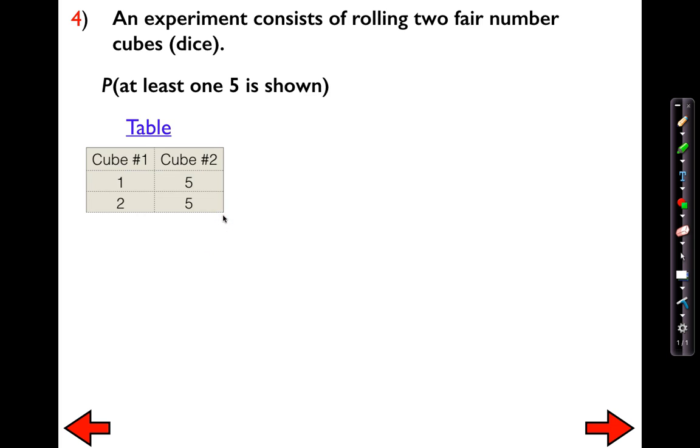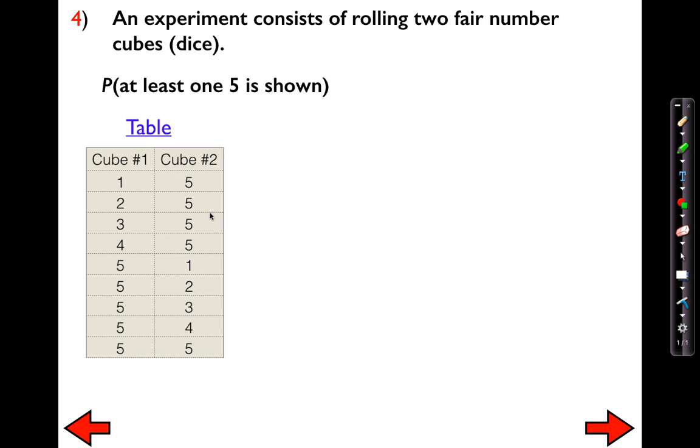Okay, so now the question is, what's the probability that at least one 5 is shown? With a table, I'm going to list, well, I can have a 1 and a 5, a 2 and a 5, a 3 and a 5, a 4 and a 5, 5 and a 1, 5 and a 2, 5 and a 3, 5 and a 4, and let's not forget 5 and 5.